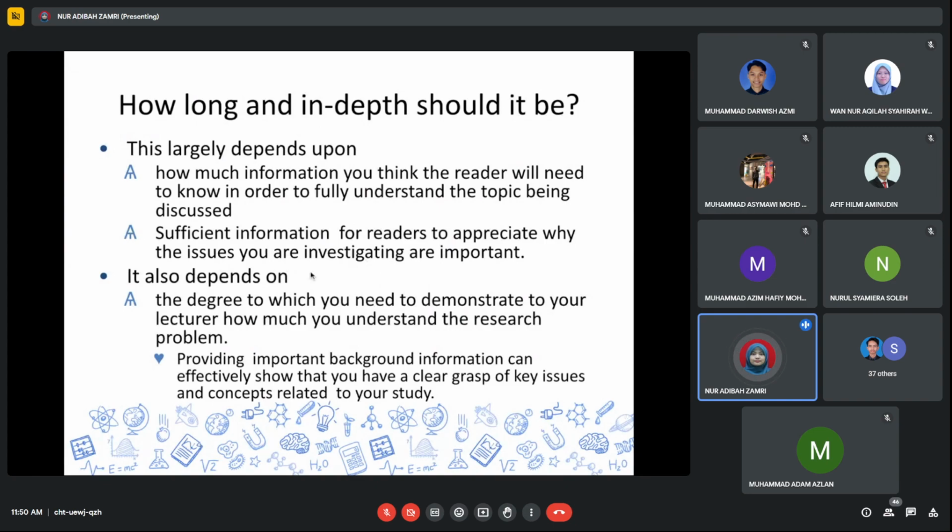It also depends on the degree to which you need to demonstrate to your lecturer how much you understand the research problem. Providing background information can effectively show that you have a clear grasp of key issues and concepts related to your study.